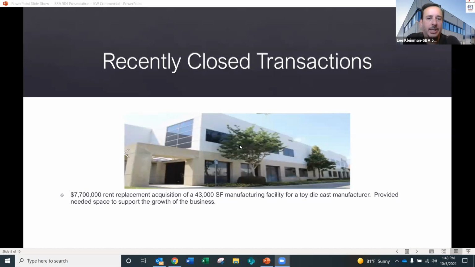Some recently closed transactions. This was done last year for a toy die-cast manufacturer that needed a larger building, in the city of Industry. This is your typical rent replacement purchase, meaning they're vacating their rented space and moving into an owned space. In that situation, we add back all of the non-recurring rent expense, so we're not double dinging the customer for rent expense and a new building mortgage payment.